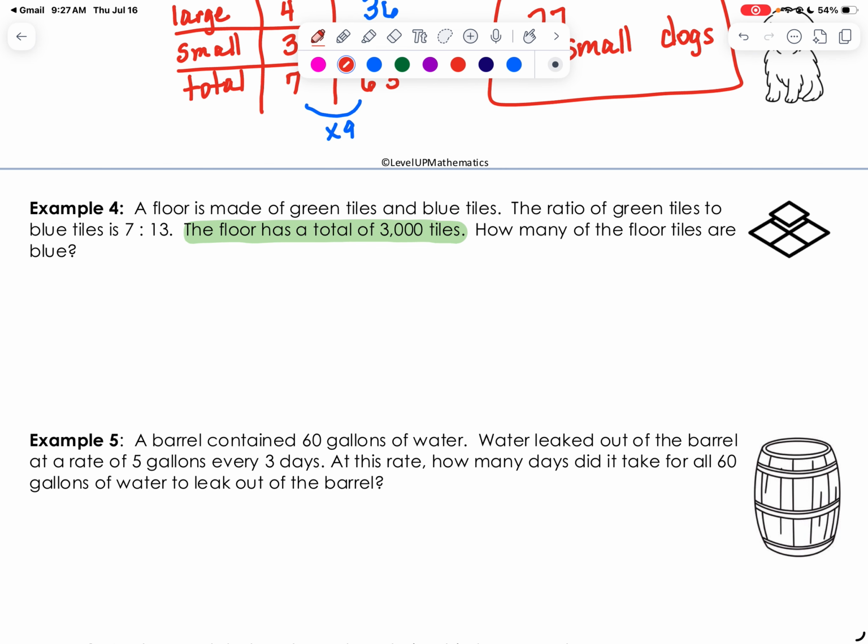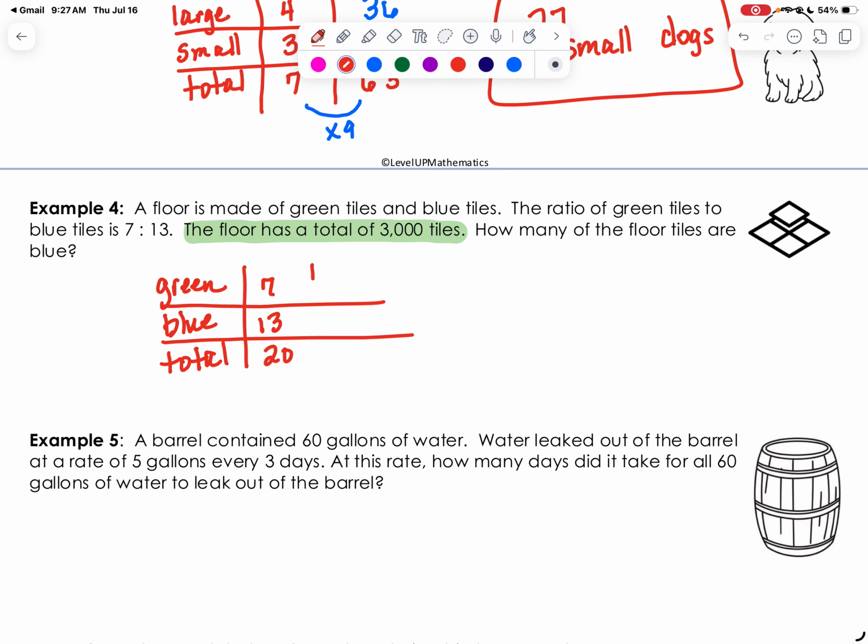And all we know for our table is the ratio of green tiles to the number of blue tiles. And then we're interested in the total in this particular problem. So let me write out my original ratio, which was the ratio of green tiles to blue tiles is 7 to 13. And that total would be 20. So what they told us is that the floor has a total of 3,000 tiles. So I'm going to put the 3,000 right here.